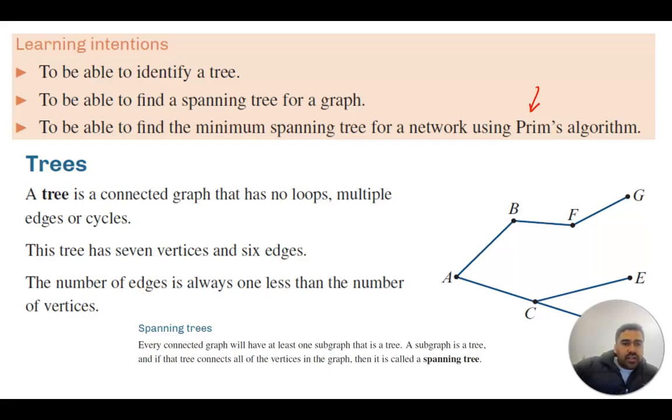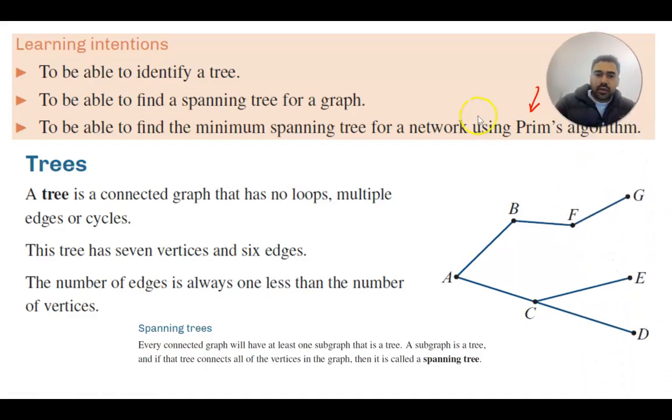So a tree is a connected graph that has no loops or multiple edges or cycles. This tree has 7 vertices and 6 edges, this particular one here. If I just move that one, here we go. The number of edges is always 1 less than the number of vertices if we're trying to adhere to the no loops or multiple edges or cycles.